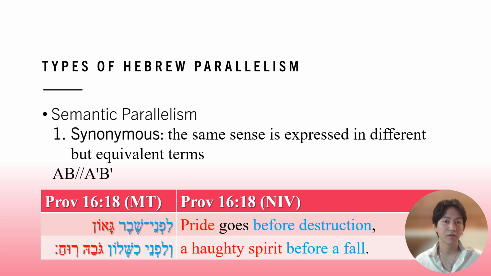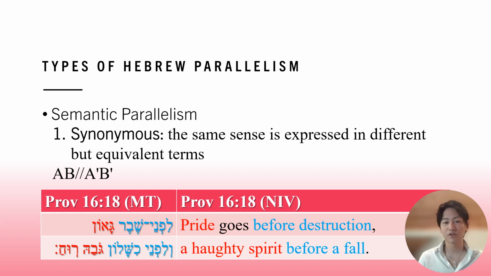Here's an example of synonymous parallelism. Synonymous parallelism is when the same sense, that is, meaning, is expressed in different but equivalent terms between 2 lines. Sometimes scholars will graphically represent this by A-B parallel A'-B'. That is, A and B would represent different words or phrases or concepts, and the A' is corresponding with the A and B' corresponding with B in the previous line.